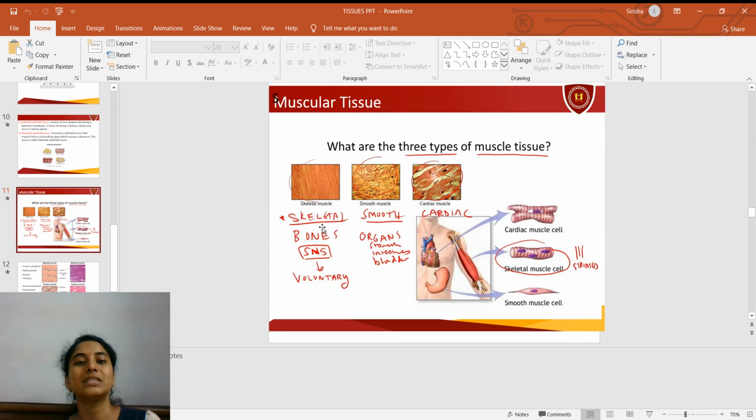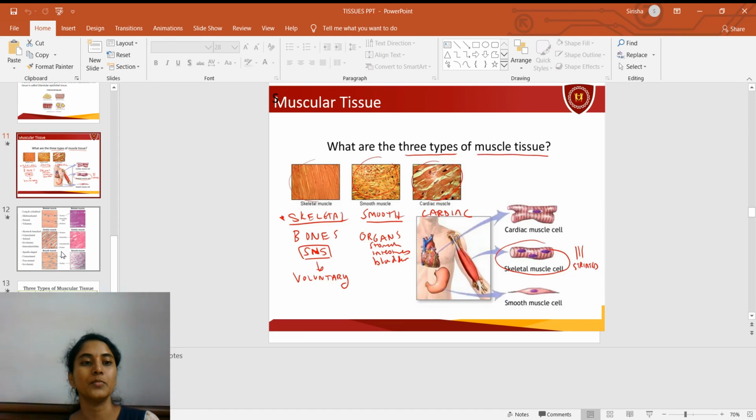Skeletal, the name itself, we can say that they are present in the bones. They are voluntary. And next comes smooth. Smooth muscular tissues are present in almost all the organs, such as inside internal organs, such as the stomach, intestine, and blood capillaries. Next is cardiac muscles. Cardiac, the word cardiac always refers to heart. These muscles are present only in the heart muscles.